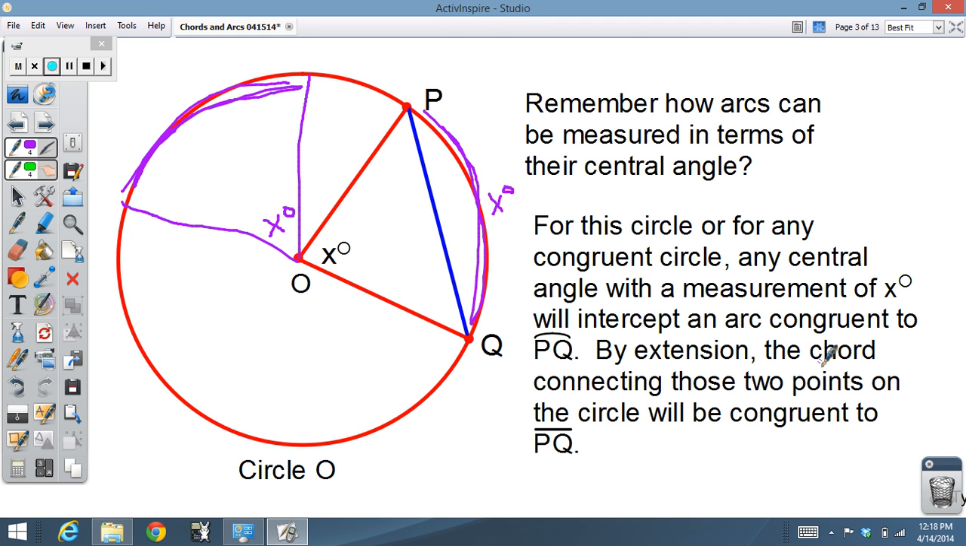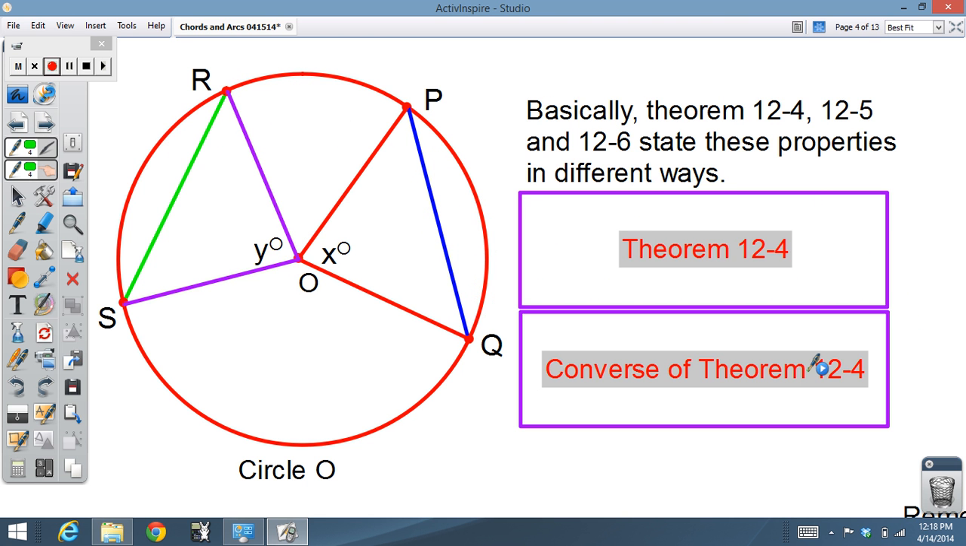Now, by extension, the chord here also has to be congruent to any chord that I would form with any central angle of a measure of x. Let me try and break that down a little bit easier. It's not that complicated. For any circle or any pair of congruent circles, if those central angles are the same, we're going to intercept congruent arcs and have congruent chords. Basically, we have three theorems and converses that are going to help this make sense.